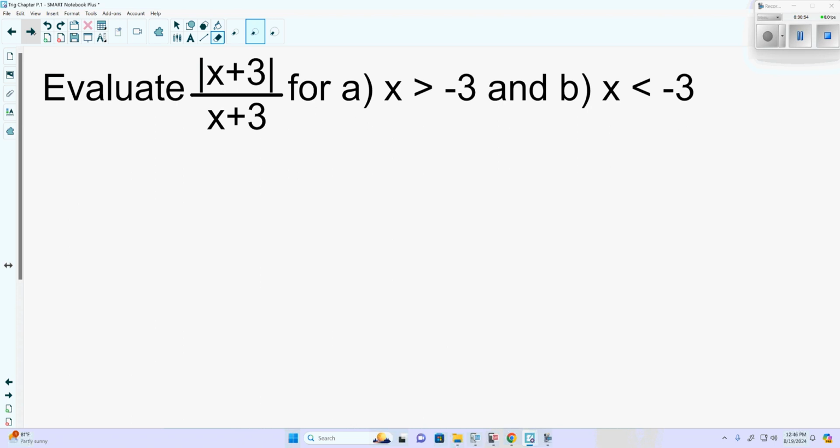So we want to evaluate the absolute value of x plus 3 over x plus 3, for A, x is greater than negative 3, and B, x is less than negative 3. So we have two different statements here.